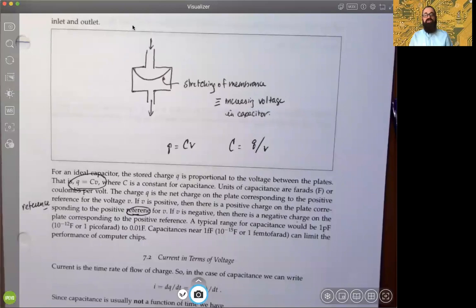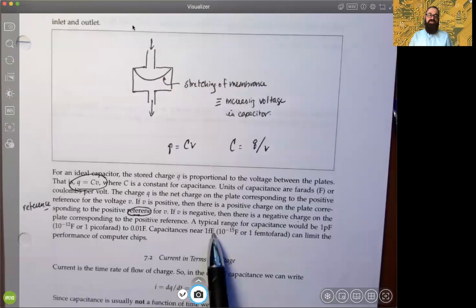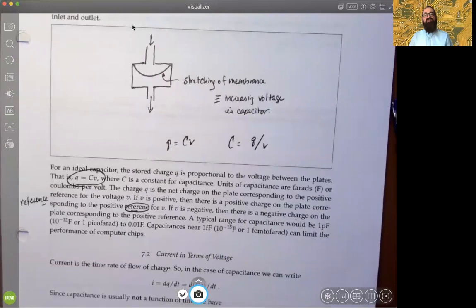So a typical range of capacitance would be a picofarad, 10 to the minus 12 farads, to maybe up to femtofarads. Again, very small values, 10 to the minus 15, all right? But be careful, we don't typically get into the femtofarad range, especially in design of computer systems and circuit boards, things like that on computer chips, okay?